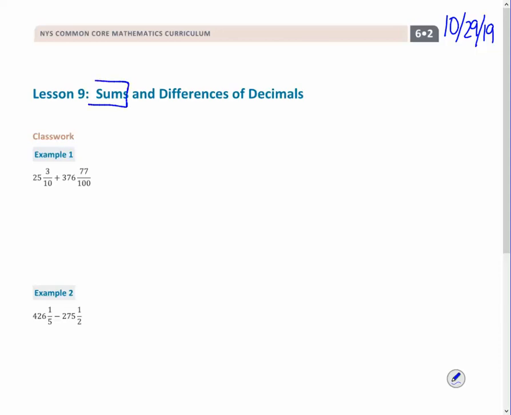So the first thing we need to talk about is the word sum. When we are asked to find the sum, that's a fancy way of telling us to do addition. And when we see the word differences, that's a fancy way to tell us to do subtraction. So we just need to make sure we know that. Anyway, 25 and 3/10. So we could write this as 25 and 3/10 plus 376 and 77/100.